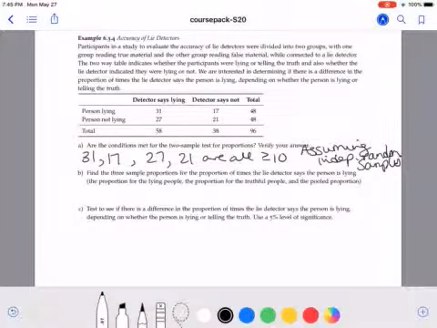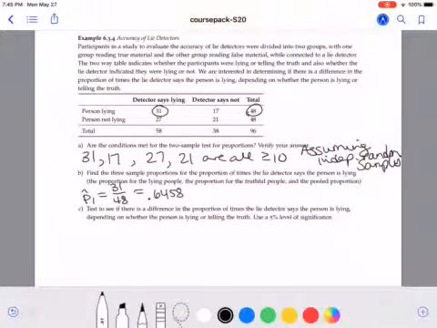So the next thing we want to do is find the three sample proportions for the proportion of times the lie detector says the person's lying, which is the proportion for just the people lying, the proportion for the truthful people, and then the pooled proportion or overall proportion. So p1 hat will be the proportion for the lying people. So for the people lying, 31 yeses out of 48 people, giving a sample proportion for that group of 0.6458. We'll let the second group be the people not lying, 27 out of 48 for that group.